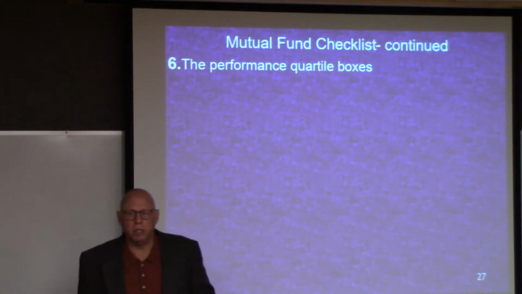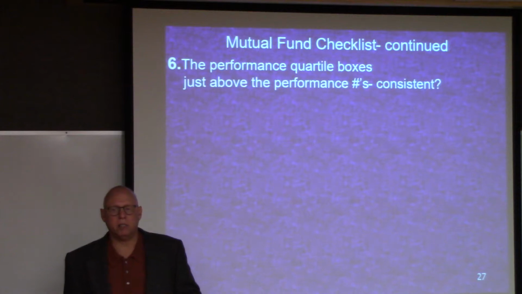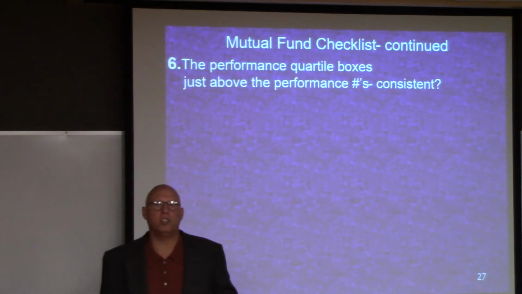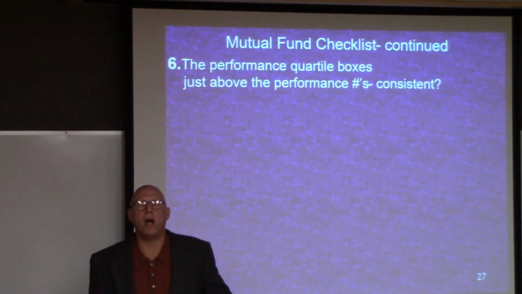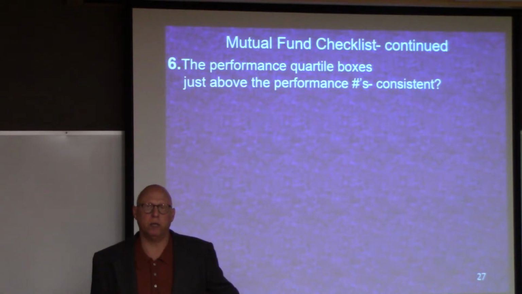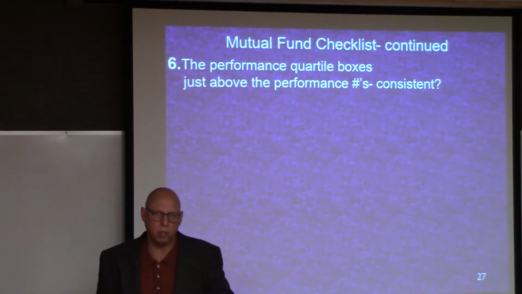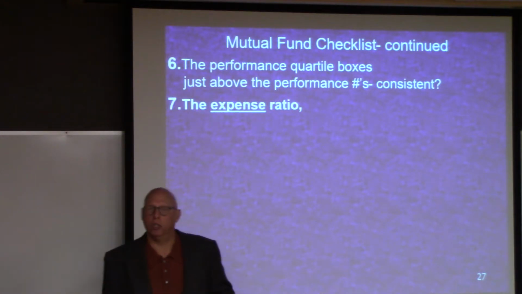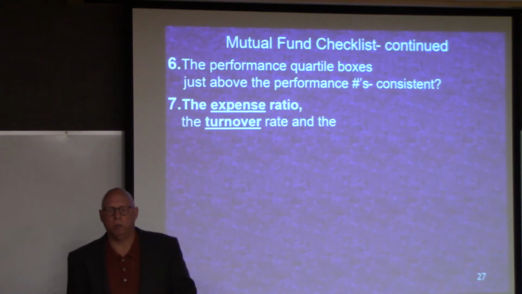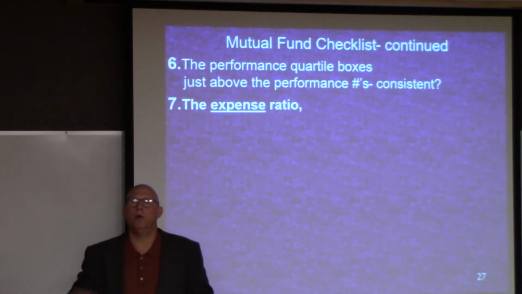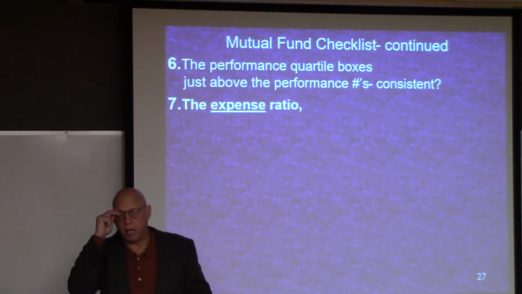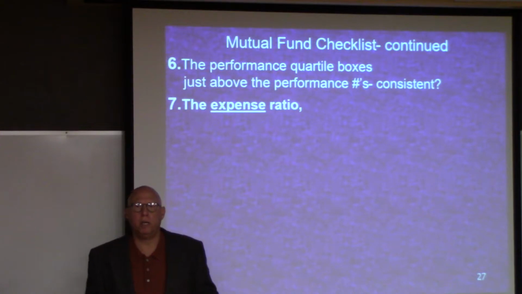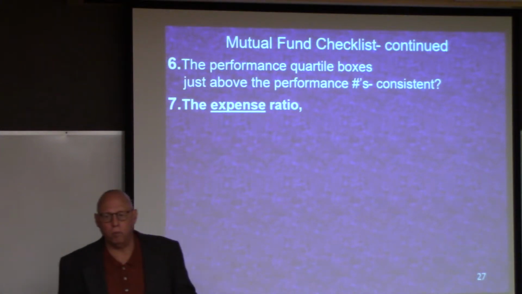All right. Look at the performance quartile boxes just above the performance numbers. Okay, so where are they? Where is the fund relative to its peers and the benchmark? Consistently good or bouncing all over the place? Look at the expense ratio, what that expense ratio is and how it compares to their peers. Is it high, medium, or low?